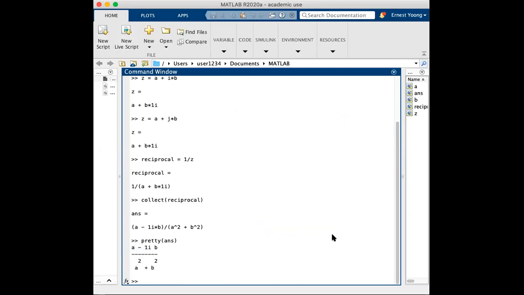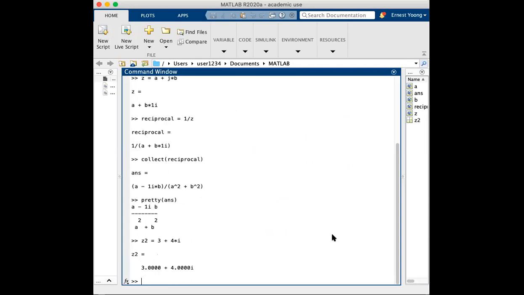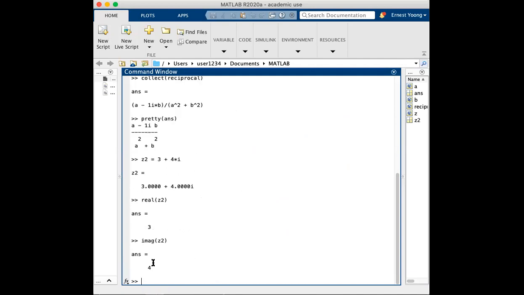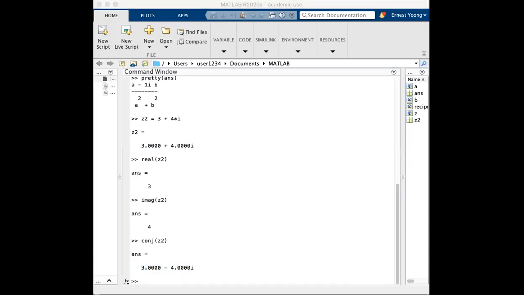Next, I'm going to define another complex number Z2 equal to 3 plus 4 times I. When you are given a complex number, I use real to collect the real number of this complex number, which is 3 here, and then the command imag for the imaginary part of the complex number, which is 4. And I can find the conjugate as well. So you can see 3 plus 4i becomes 3 minus 4i. This is the conjugate. All right, cool.